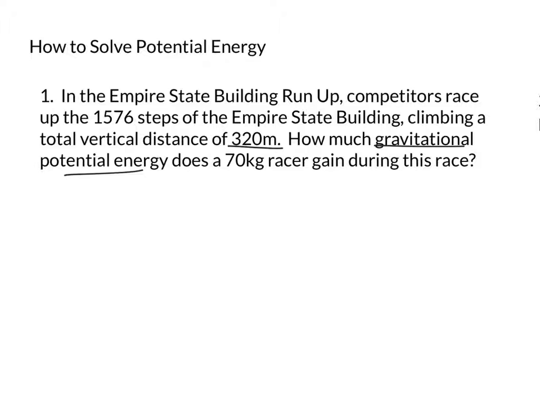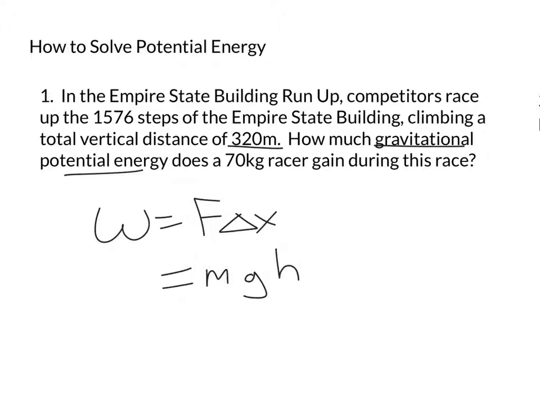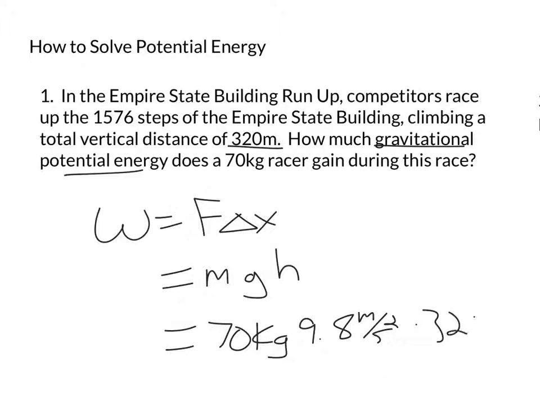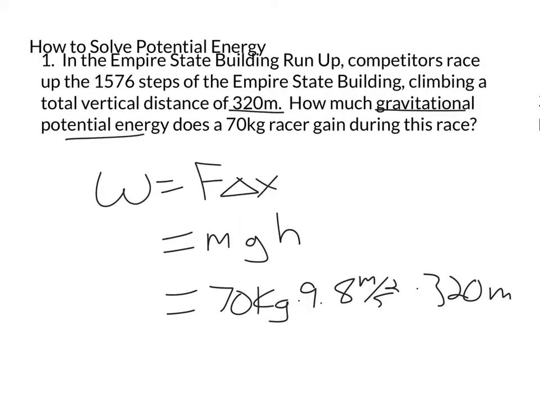So here it's a work equation, right? Work equals F delta X. All energy is probably based around the work equation. And for gravitational potential, that's an mg that you're working against. You're pushing against gravity, and it's a height for the delta X, which is the distance you go against gravity. So for us, we have a 70 kilogram racer as the mass. Gravity will be 9.8. And the height that we're going up is 320 meters, like so.